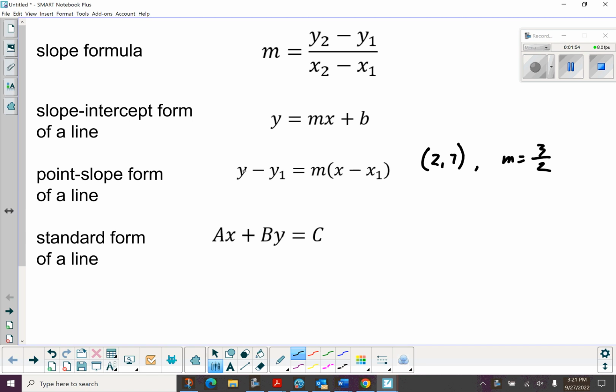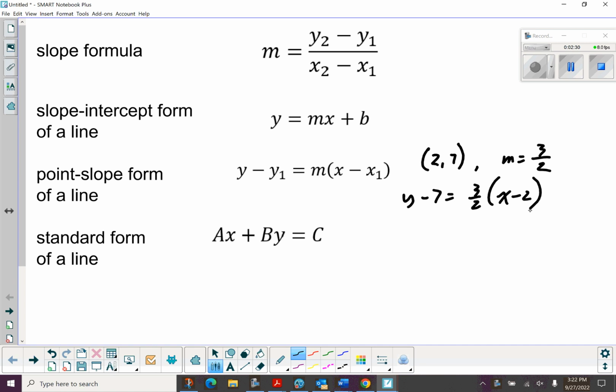Now again, the x and the y without the subscripts, those are the variables in the equation. You need to leave those. X sub 1, y sub 1, and m, those are constants. We should substitute. So we're going to write y minus 7 is equal to 3/2 times the quantity x minus 2. So the y sub 1 is the y coordinate of the given point, the x sub 1 is the x coordinate of the given point, and m is, of course, slope.